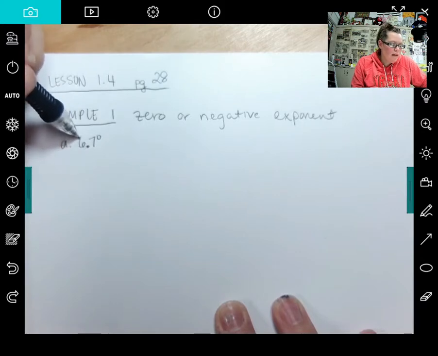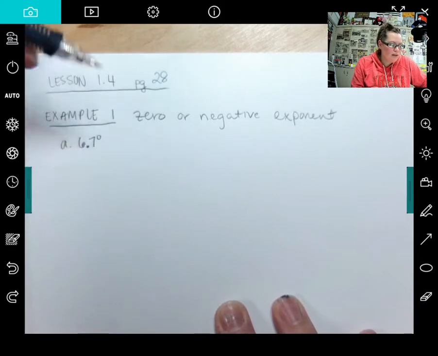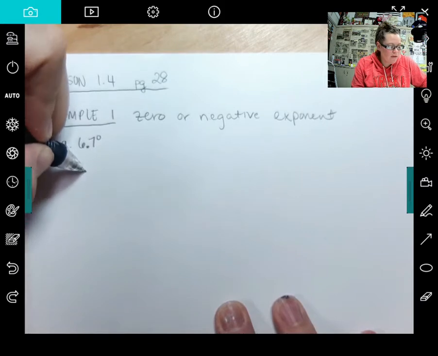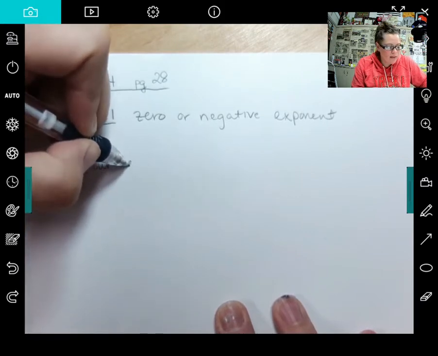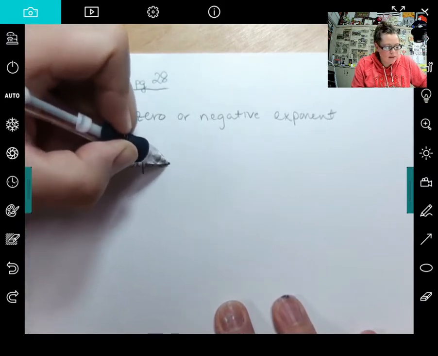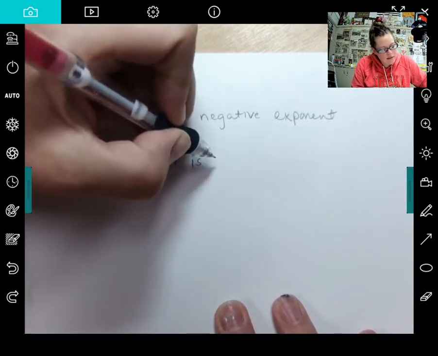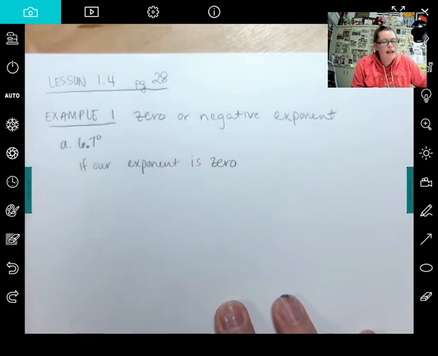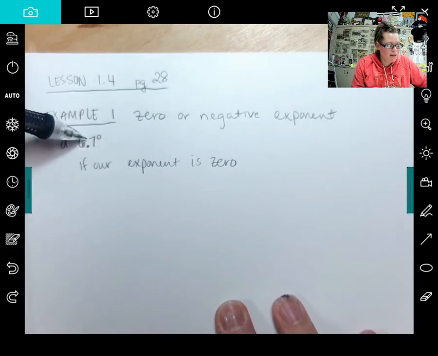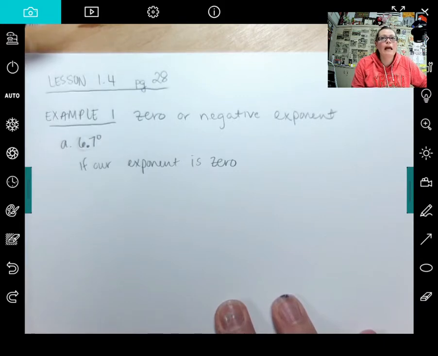When we have an exponent of 0, it doesn't matter what the base is. This number down here is called the base. It doesn't matter what the base is. If the exponent is 0, the answer will always be 1. Any number to the 0th power equals 1.